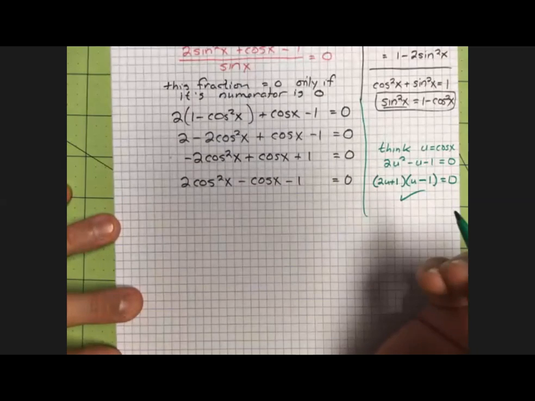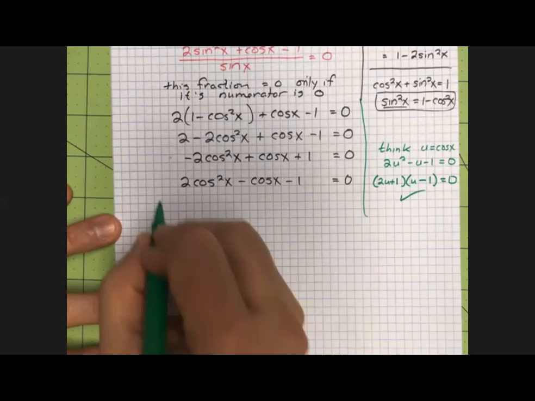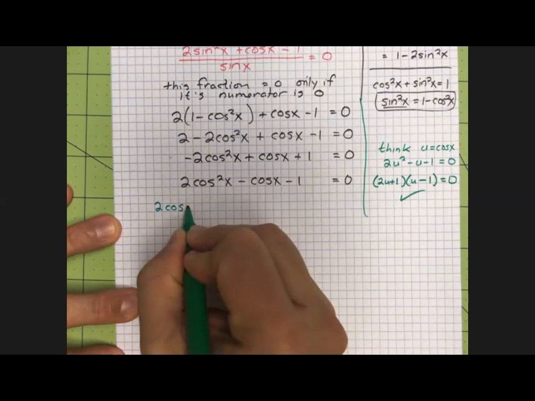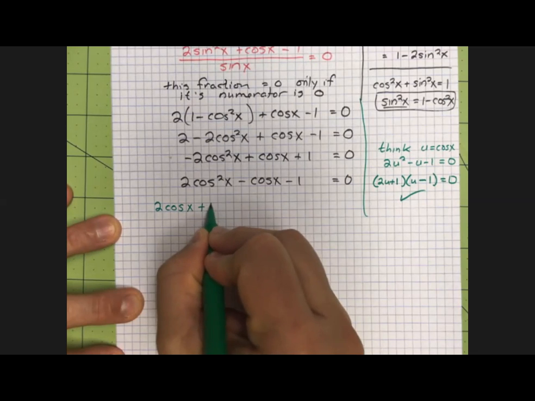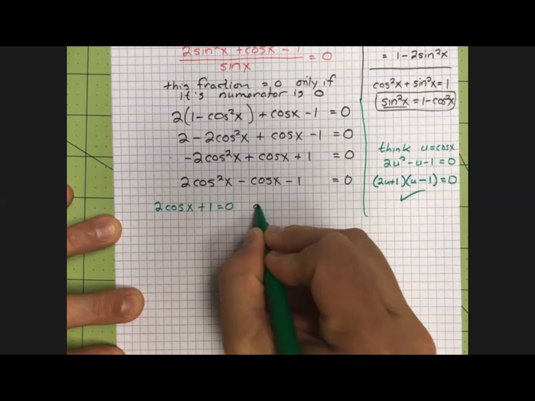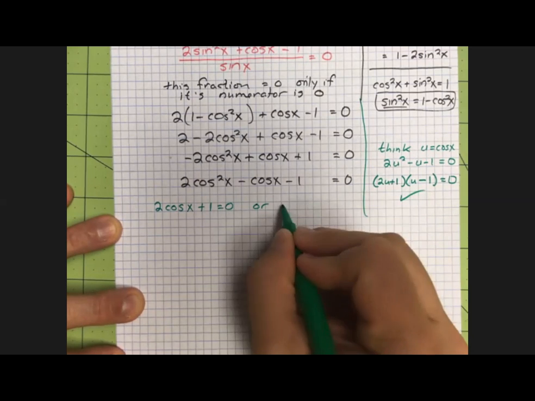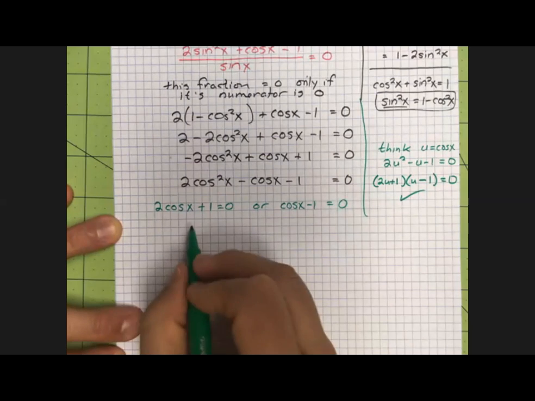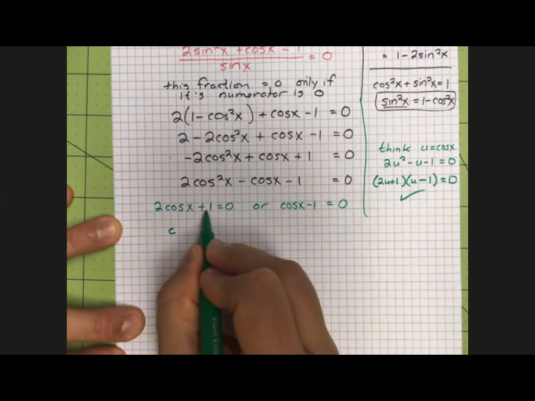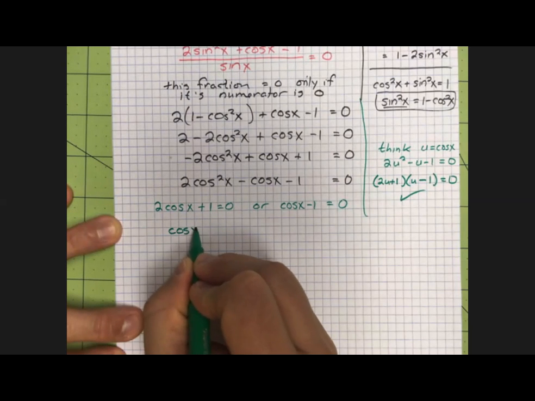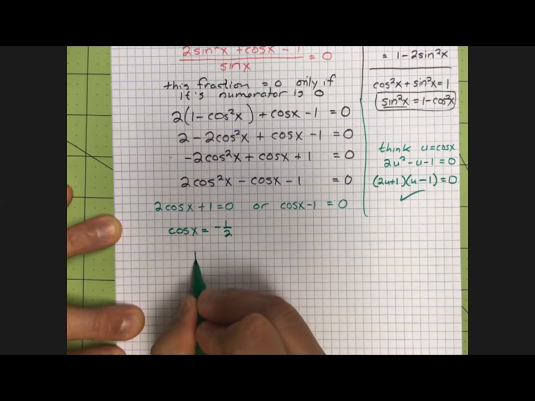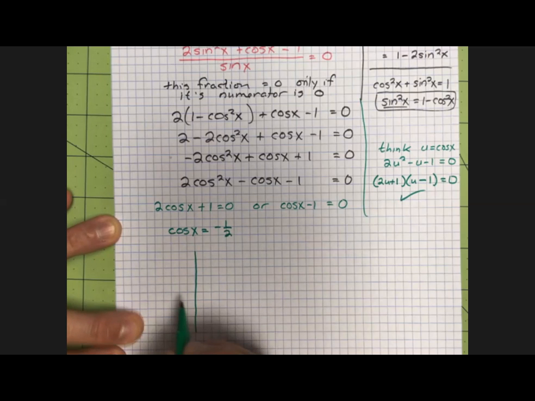So everything that you've learned to factor previously, you have to remember how to factor now. So I'll write that as 2 cosine x plus 1 equals 0, or cosine x minus 1 equals 0. If I subtract 1 and divide by 2, this says cosine of x is minus 1/2, and I can draw that angle. I can draw two angles that have a cosine of minus 1/2.